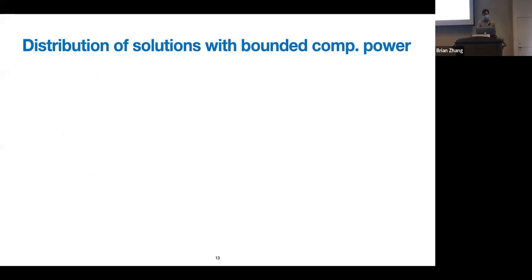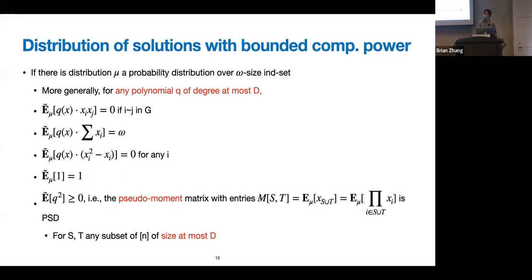However, we don't seem to have unbounded computational power. So we are going to relax this a little bit and say we only ask for these conditions for degree d polynomials. So we are going to say q is of degree at most d, and then we are going to add a tilde to our expectation operator to remind ourselves that we are not working with true expectation or true distribution. And we are going to call this the pseudo-moment matrix. And of course, we are also going to restrict the monomials of x to be some subset of size at most d.